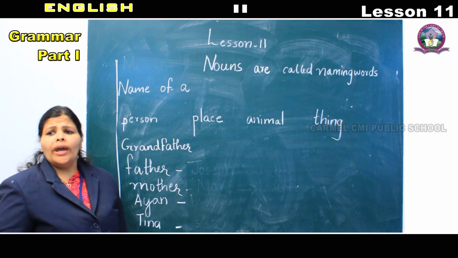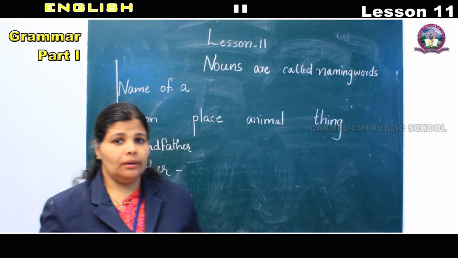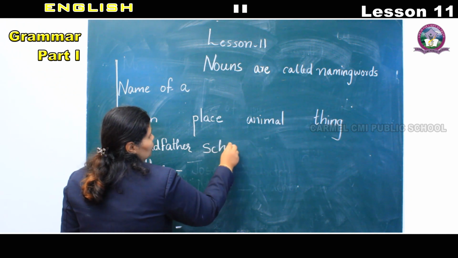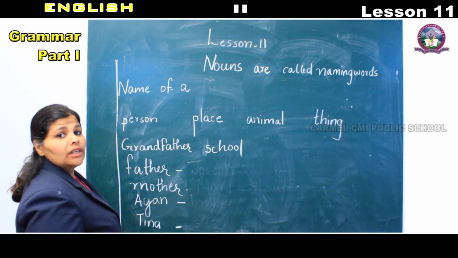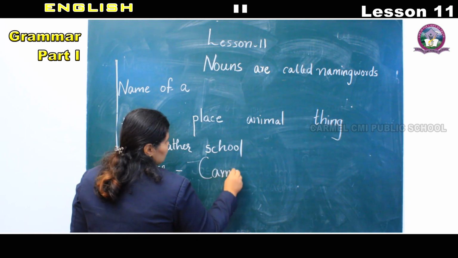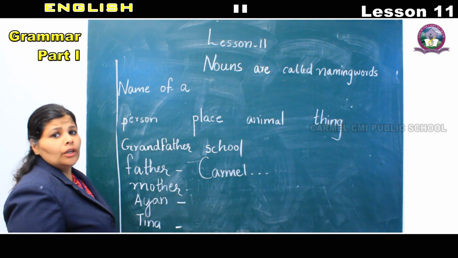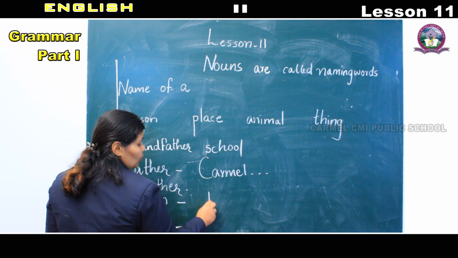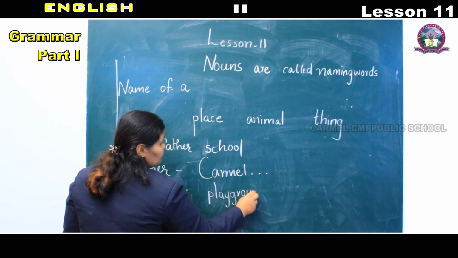Now, where do you come to learn? You come to school, isn't it? And what is the name of your school? Carmel CMI Public School. And you go to play, isn't it? Where do you go to play? In a playground. You go to playground, isn't it?